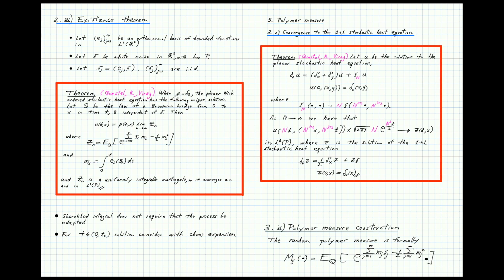Okay, so let me see. I said this stuff already. And the second result that we obtained with Jeremy and Valent is actually an intermediate disorder result.